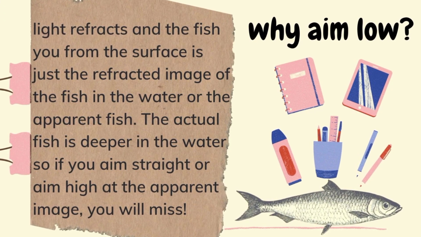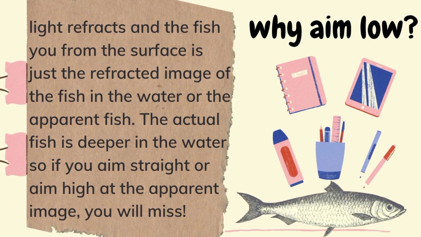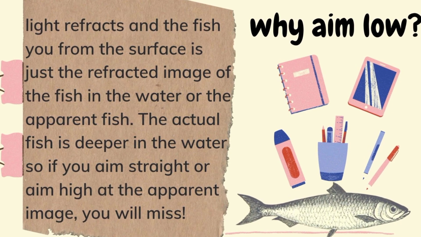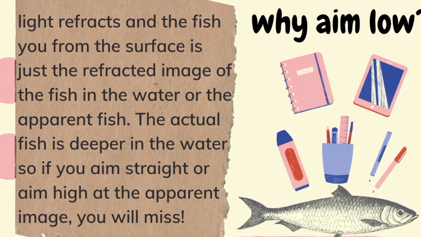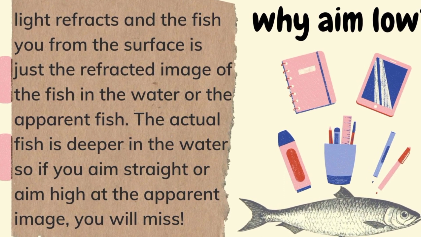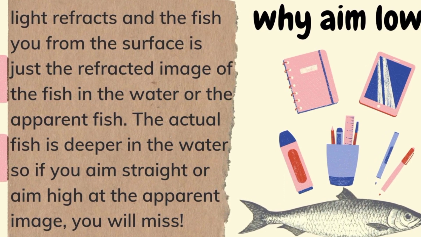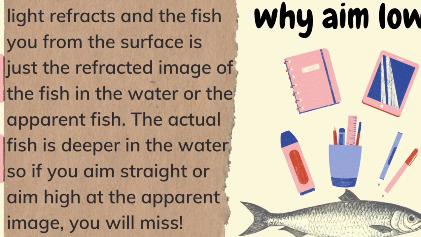Why aim low? Light refracts and the fish you see from the surface is just the refracted image of the fish in the water, or the apparent fish. The actual fish is deeper in the water, so if you aim straight or aim high at the apparent image, you will miss.